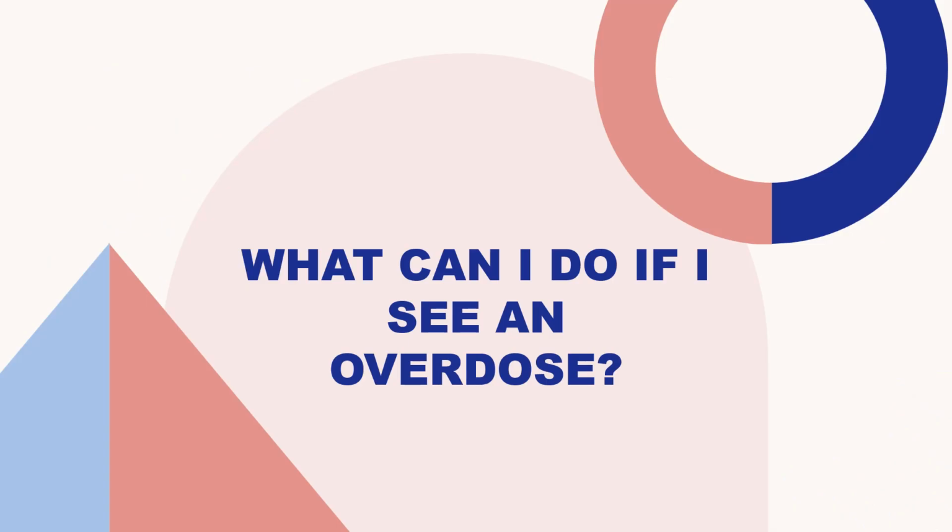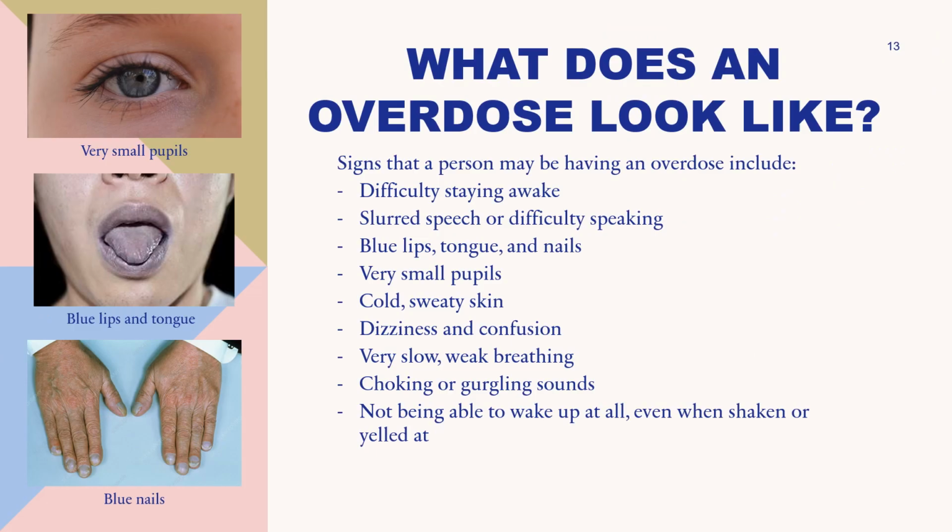So the last big thing we want to touch on is what you can do if you see an overdose or you think that you see an overdose. So first, what exactly does an overdose look like? It can look a little bit different in different people, and it depends on the type of drugs that they're using. But we could put some really keystone symptoms up here that are really important, especially for an opioid overdose. And so these are really, really important signs to watch out for.